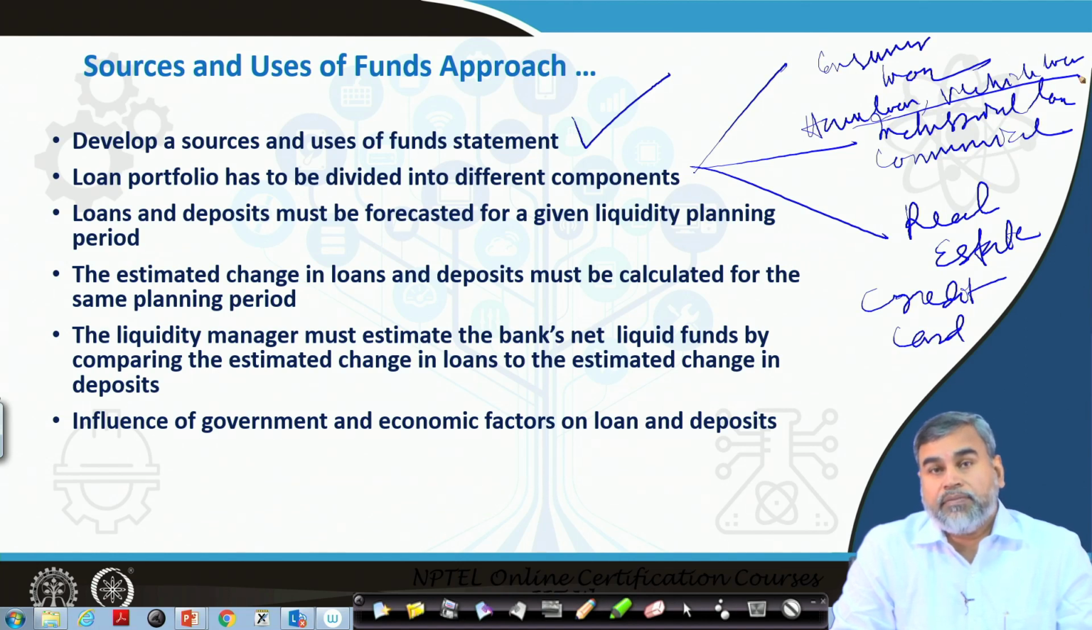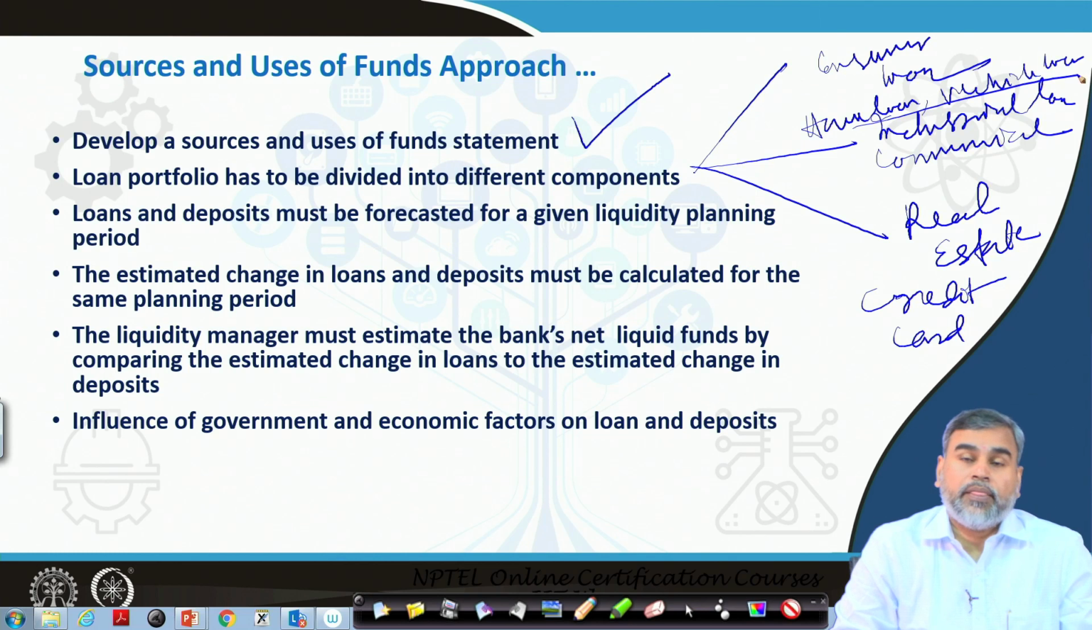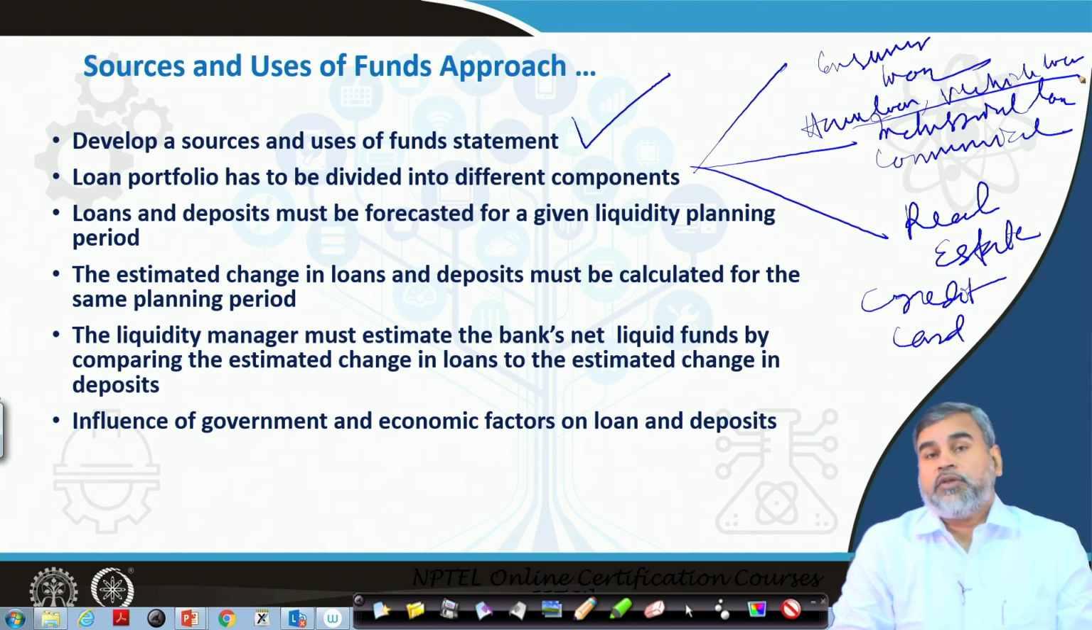Because any kind of market fluctuations, any kind of policy measures are going to highly influence the loans and the deposits of the commercial bank. Any kind of exogenous changes in the market is going to distort the liquidity position of the commercial banks through the change in the interest rate.